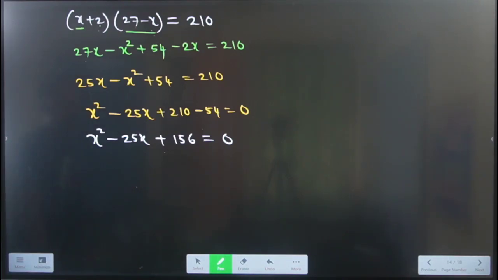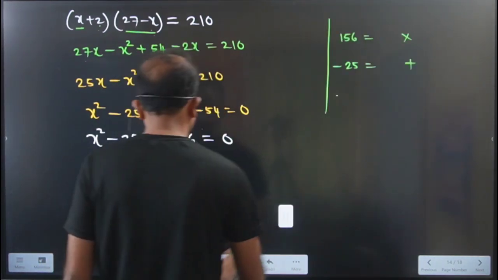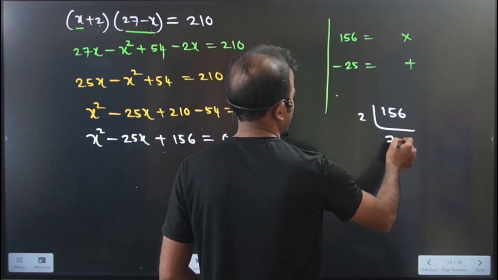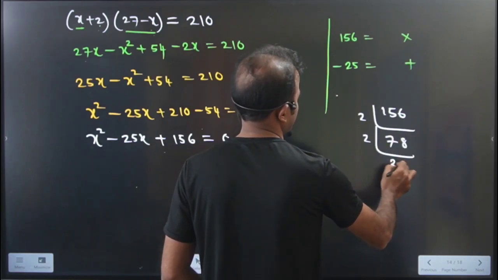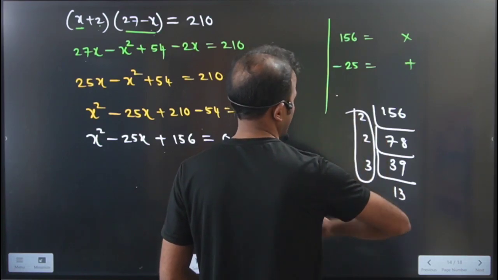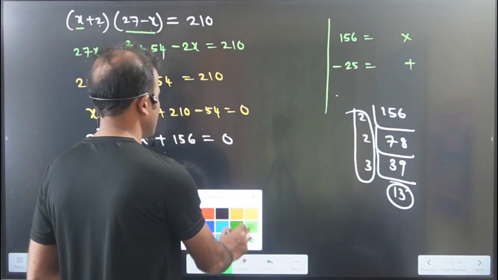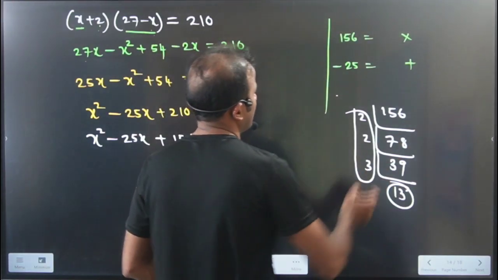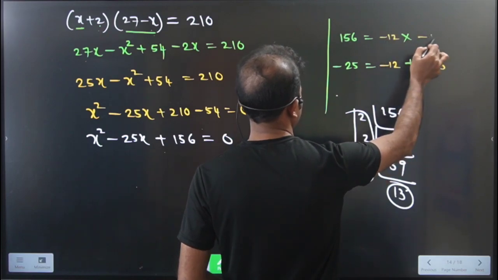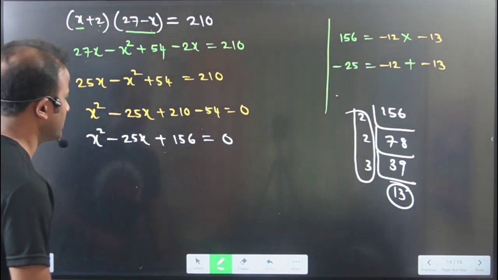Now you have to split these terms. How do you find these numbers? Do the factorization. 2 7s are 14, 2 8s are 16. 156 divided by 2 is 78, 2 39s are 78, 3 13s are 39. Then 2 2s are 4, 4 3s are 12, and 13. The factors are 12 and 13. For signs, take minus 12 and minus 13. Minus 12 into minus 13 is 156, and minus 12 minus 13 is minus 25.